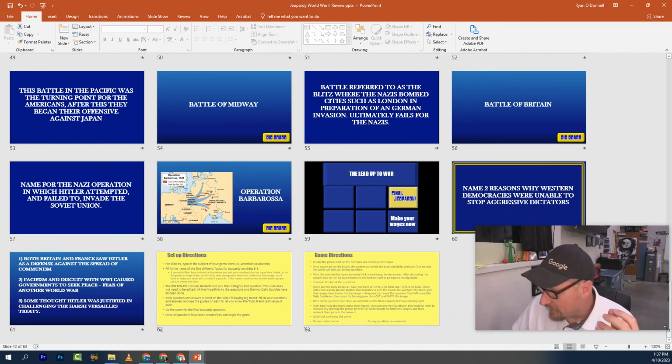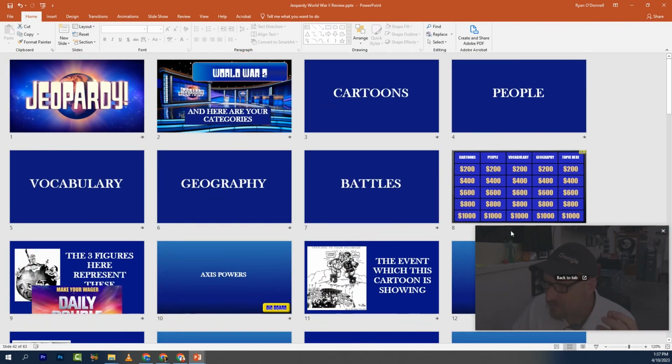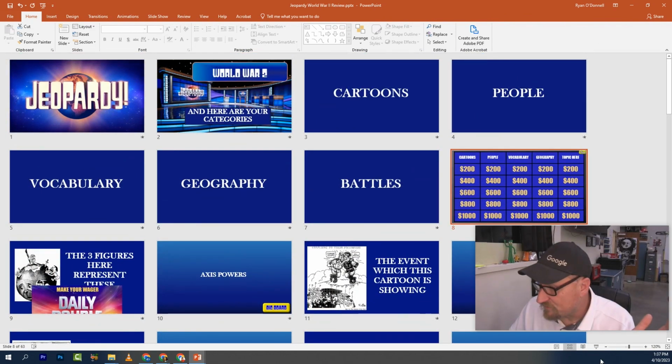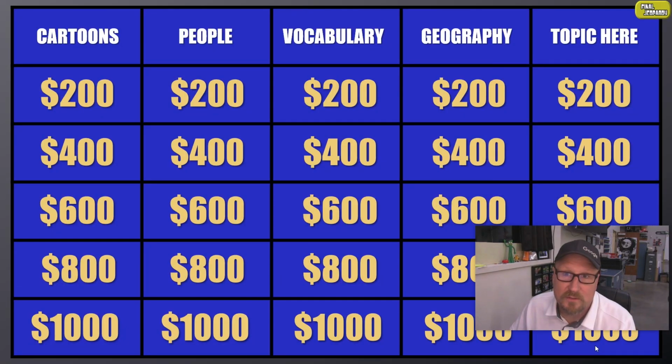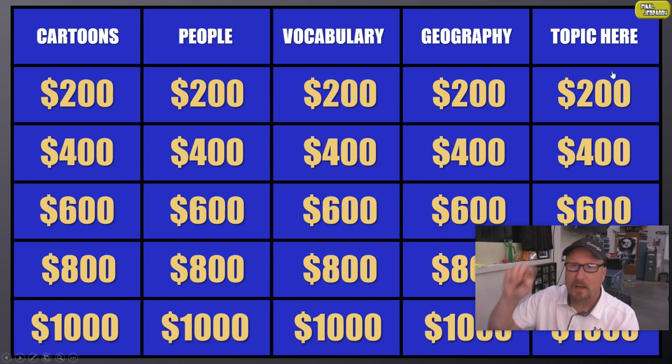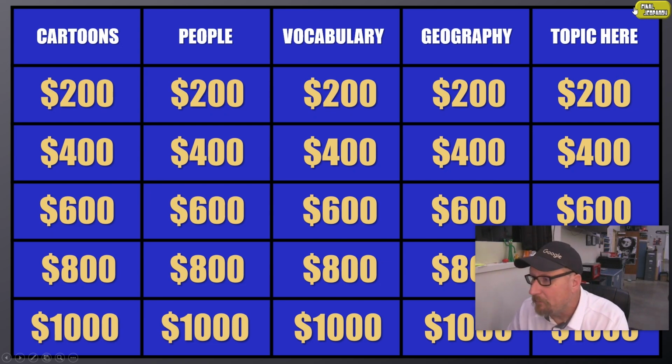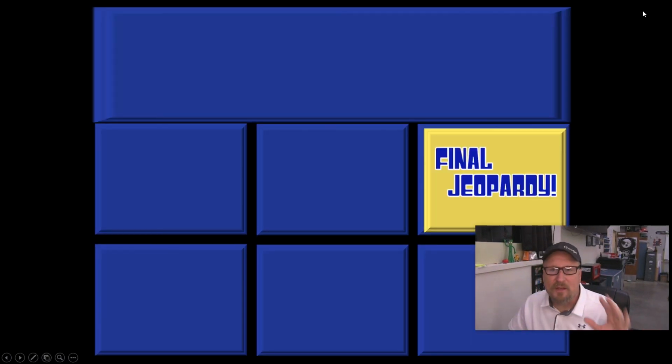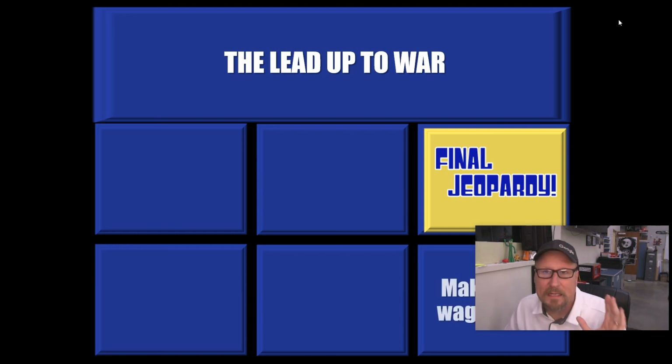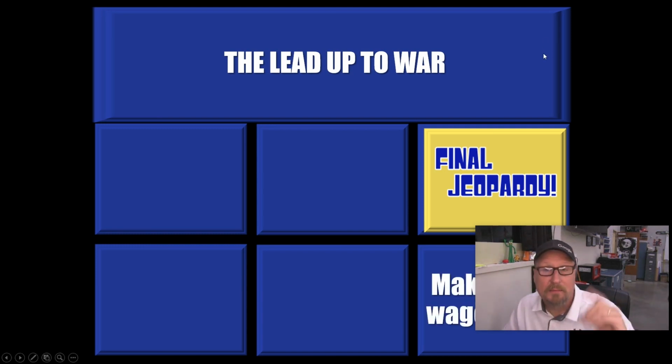At the very end of the game, there is a Final Jeopardy. Some teachers don't want to do a Final Jeopardy. That's fine. I'm probably 50-50. Sometimes I do, sometimes I don't. The Final Jeopardy is the button that you can see way up over there, that tiny button, the final button. It takes you there. There's the sound effect, it gives it one second, and then there will be the topic that you pre-write ahead of time. Mine's called The Lead to War.